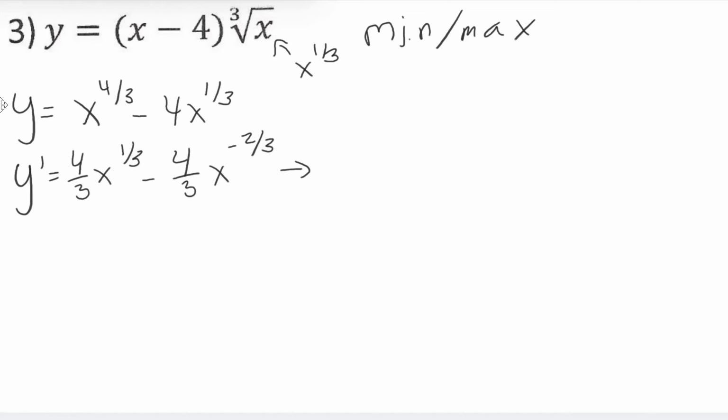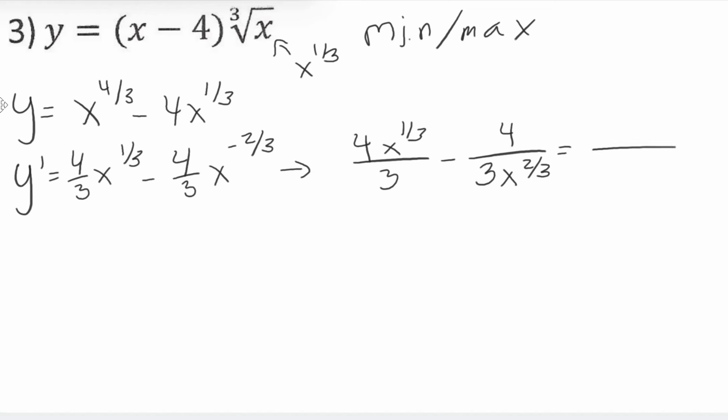So this becomes 4x to the 1/3 over 3 minus 3x to the 2/3. I'm going to change them to fractions first. And now I want to get a common denominator. So I want to put it all together, so this way I can set the numerator equal to 0 and the denominator equal to 0 and find my critical numbers, I should say.